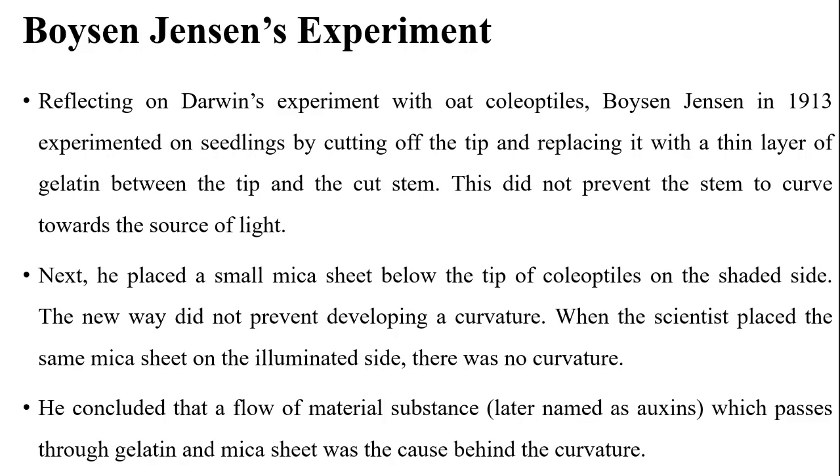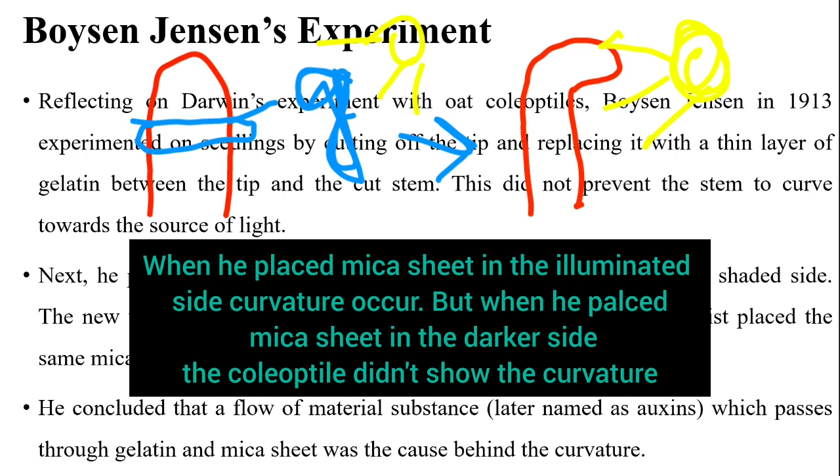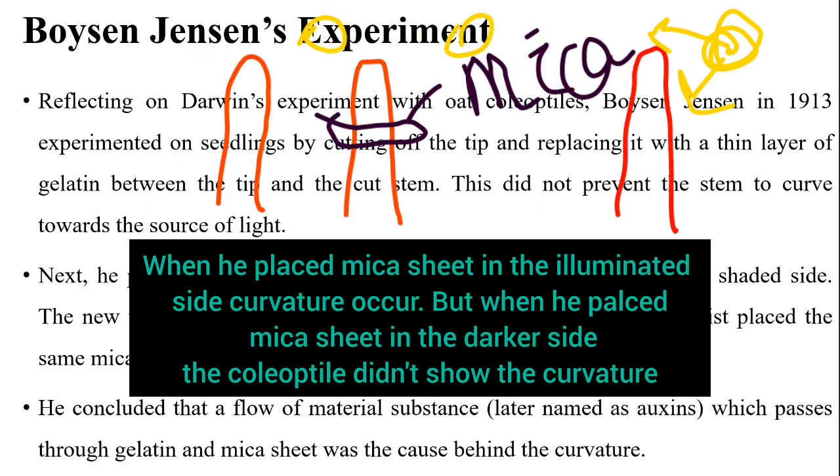Then Boysen-Jensen experiment. Reflecting on Darwin's experiment with oat coleoptile, Boysen-Jensen in his experiment in 1913 experimented on the seedling by cutting off the tip and replacing it with a thin layer of gelatin between the tip and the cut stem. This did not prevent the stem from curving towards the source of light. But when he placed a small mica sheet, he concluded that it prevents curvature.